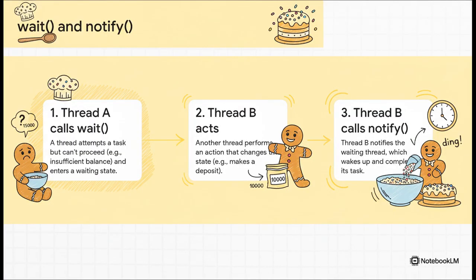Imagine a cook needs 15,000 sprinkles for a huge cake, but the shared sprinkle bowl only has 10,000. They can't move forward, so they call wait. This basically puts their task on pause and tells the system, hey, wake me up when there are more sprinkles. Meanwhile, another cook comes by and adds 10,000 more sprinkles to the bowl. After they do that, they call notify. This sends a signal out, waking up the first cook, saying, hey, the sprinkles are here. The first cook can now wake up, take the sprinkles they need, and finally finish their cake. That, in a nutshell, is wait and notify.